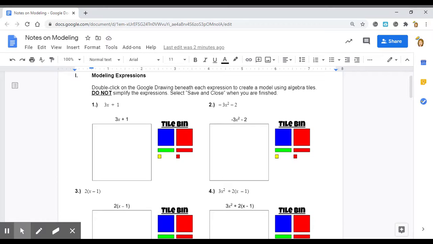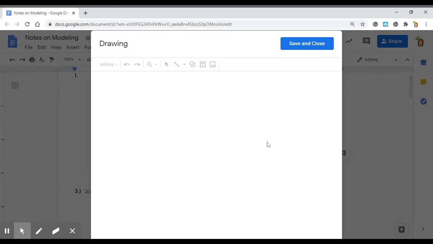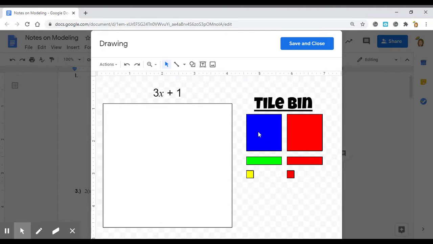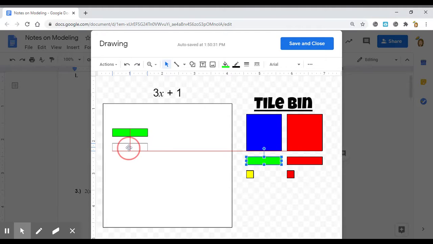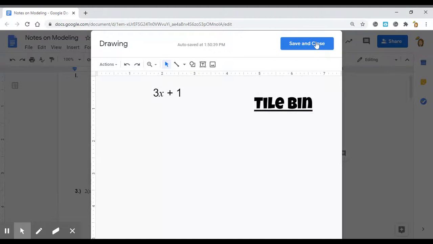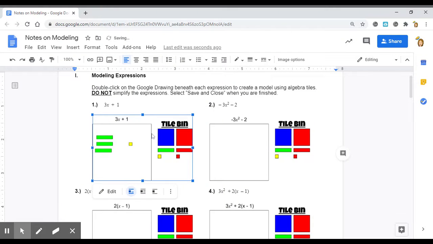If we want to build our expression 3x plus 1, we're going to double click in this area. And then we just drag them over. So I need 3 x's, so that would be the green ones. And then I need 1 positive, so that'd be a yellow one. We'll press save and close, and it shows up.